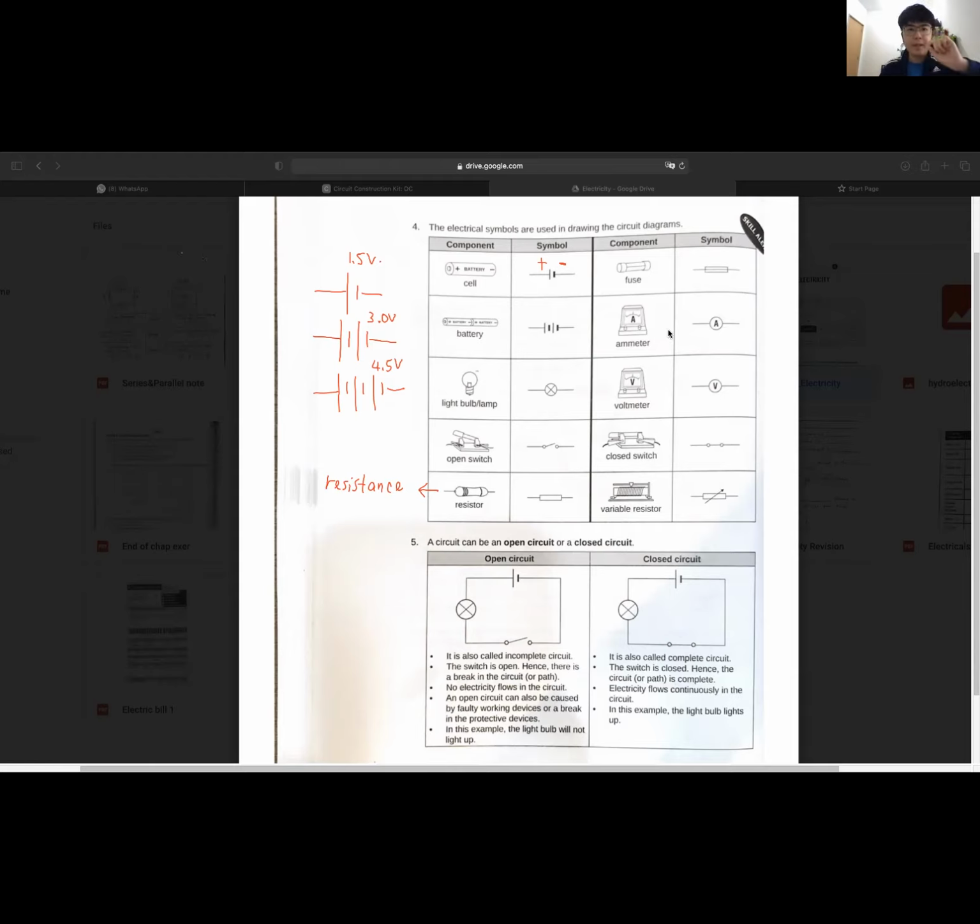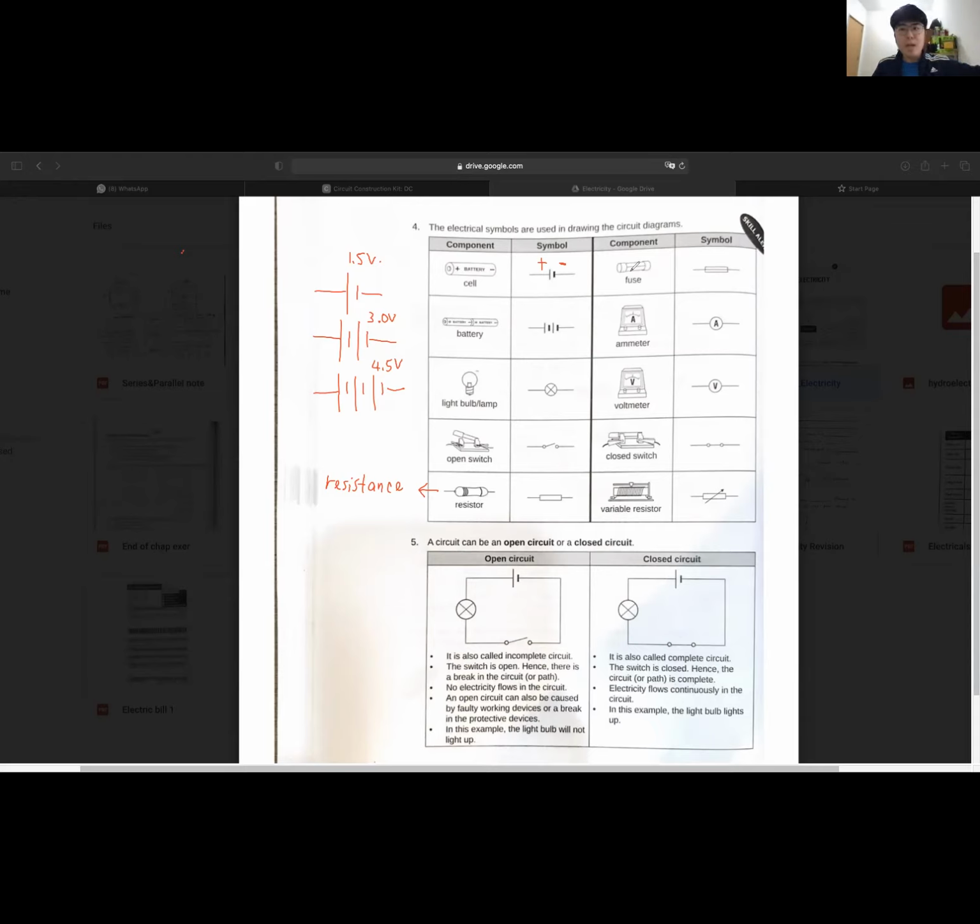Then the next one is fuse. What is a fuse? Inside the fuse is made of very thin wire, so that if very large current flows past it, that thin wire inside will heat up and then it will melt. Once the wire inside melts, the circuit is disconnected, meaning that no current can flow anymore.